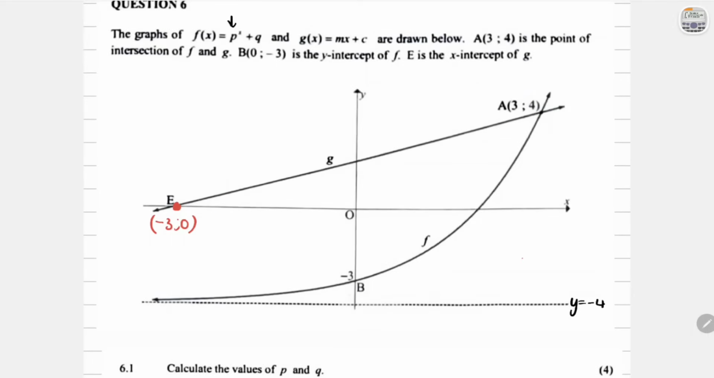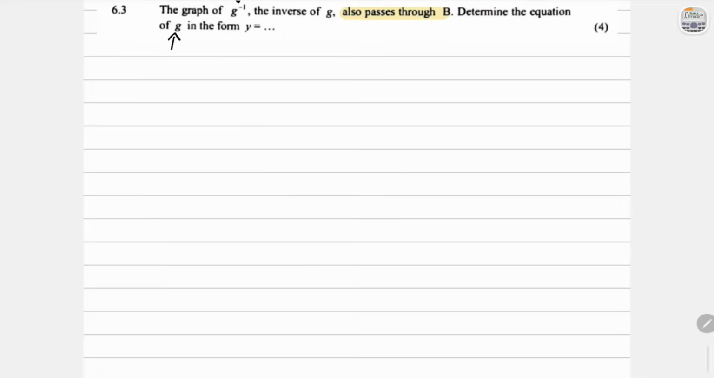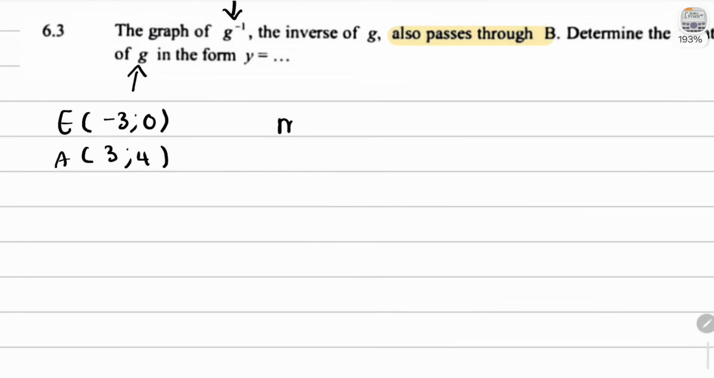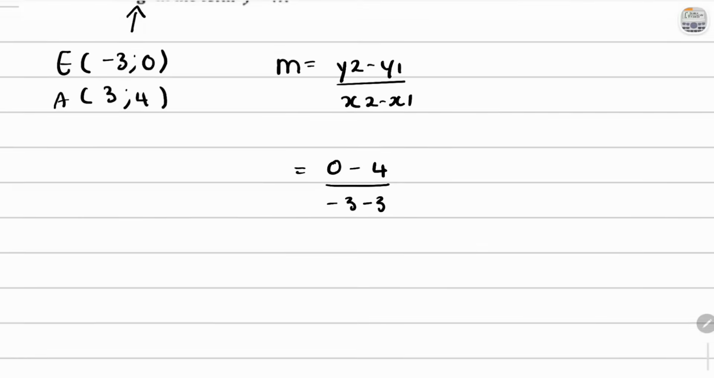Okay, so with that information, we now have 2 points on G, and we can find the equation using y equals mx plus c. So we've got E, negative 3 and 0, and A, 3 and 4. Let's go ahead and use that. The gradient is equal to y2 minus y1 over x2 minus x1. We'll say top minus bottom, it's just easier like that. So 0 minus 4 over negative 3 minus 3, which gives us negative and negative, so they'll become positive. This is 4 over 6, which is really just 2 over 3. So the gradient is 2 over 3.